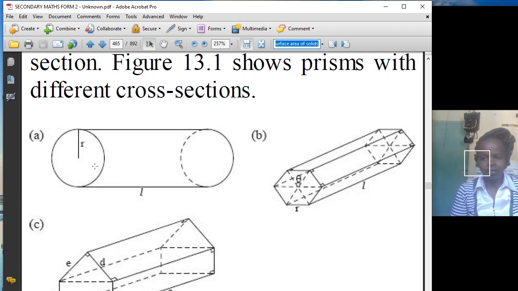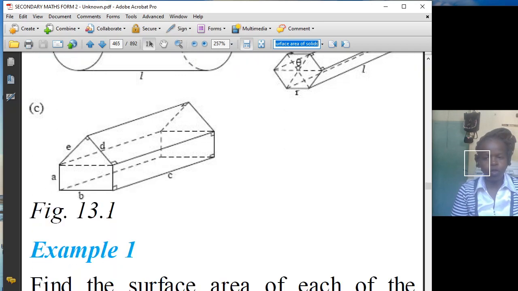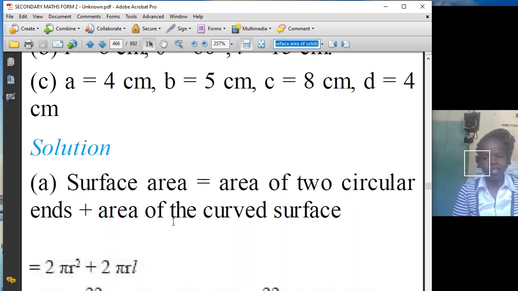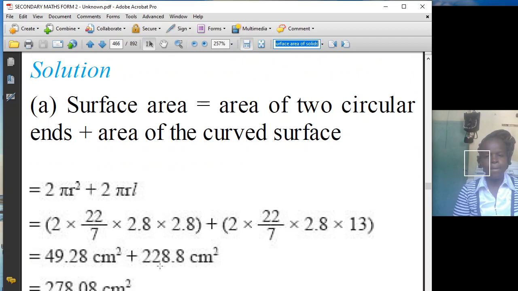The cylinder, the circular end, the radius is 2.8 and the length is 13. So finding the surface area of that cylinder is the area of the 2 circular ends and the area of the curved part, because it is a closed one. So it will be 2 pi r squared plus 2 pi r l. You substitute in that formula using the figures given there.